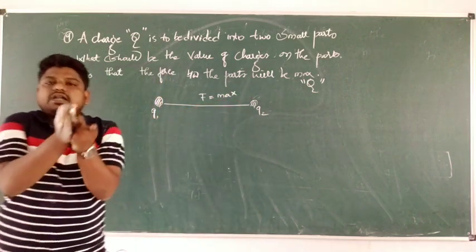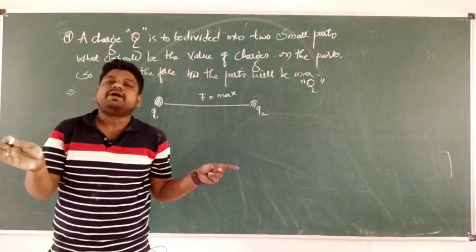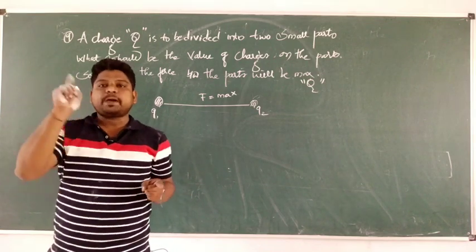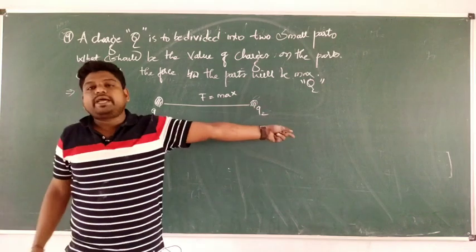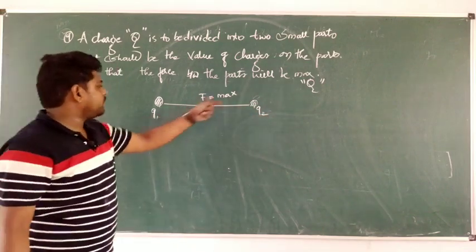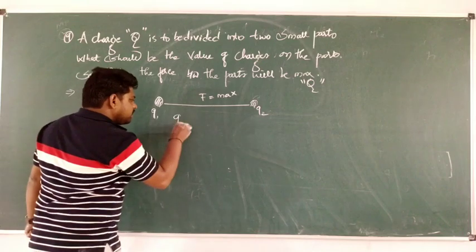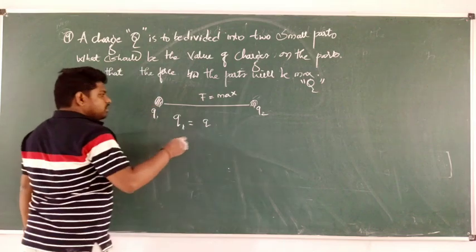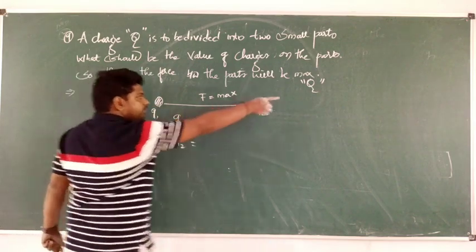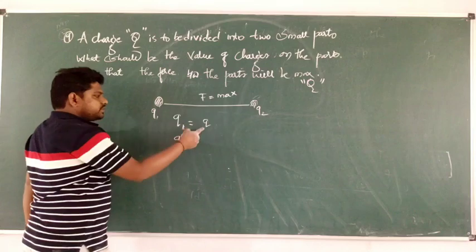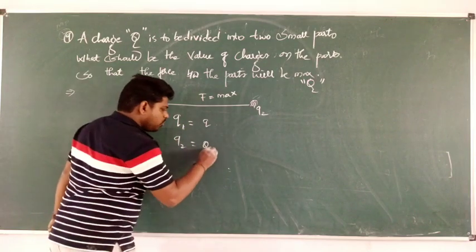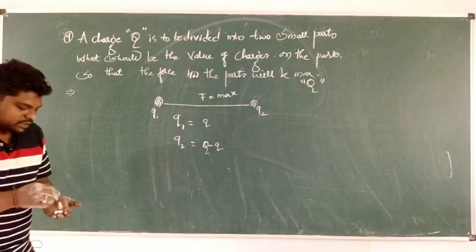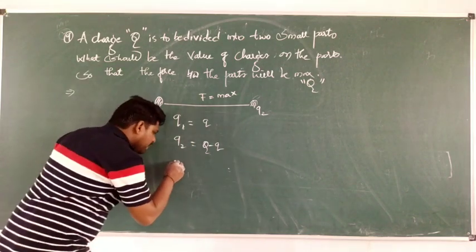When I divide one charge into two, there has to be a force, which should be maximum. So what drama am I going to play? Let us see what I can do. I will go like this. I will call charge Q1 as q. What will be the charge Q2? If the whole charge is Q, and the first charge is q, the remaining charge will be Q minus q.